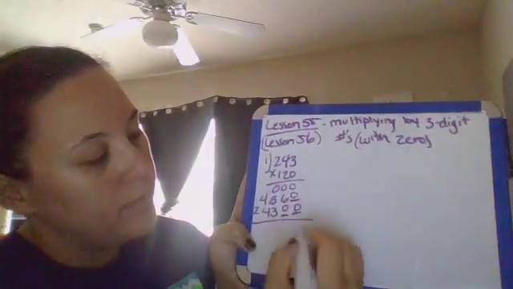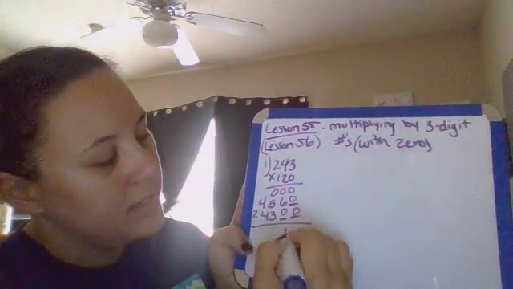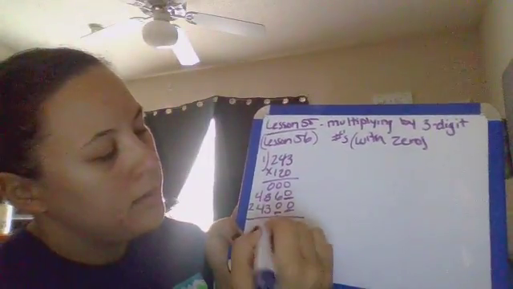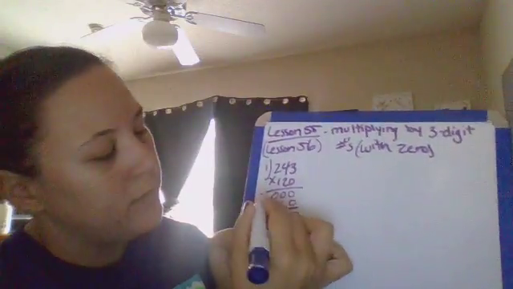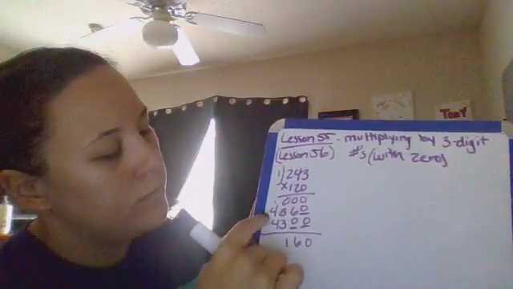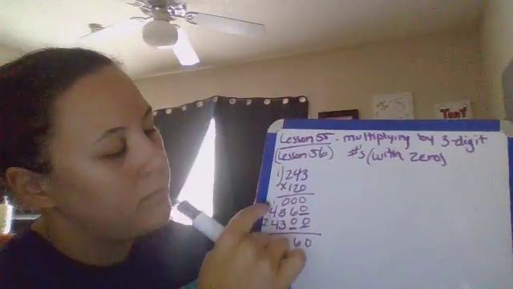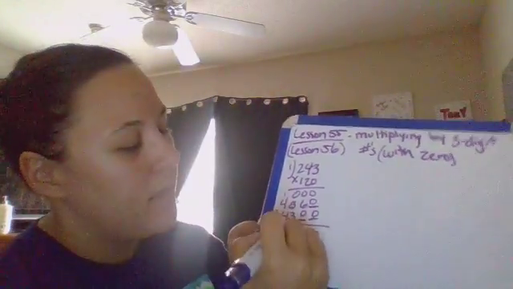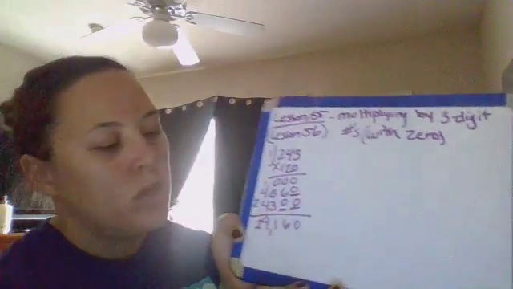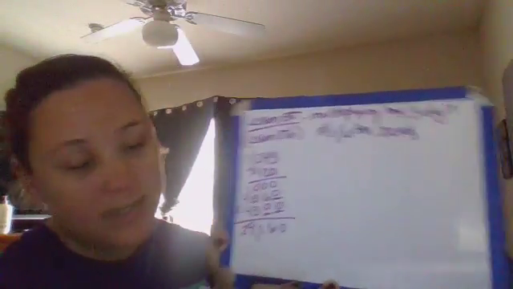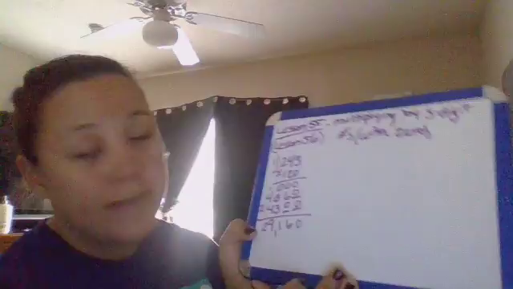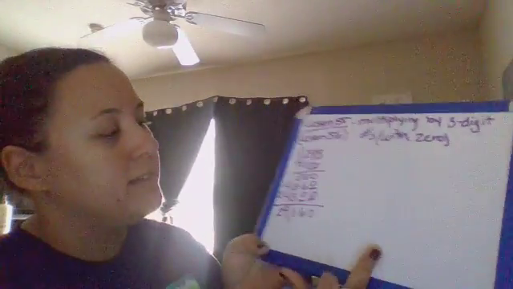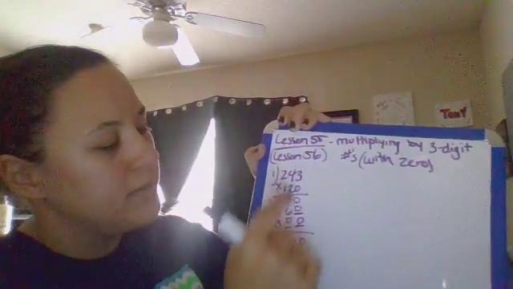So we add all those up. That's 0, 6, 8 plus 3 is 11. 4 plus 4 is 8 plus 1 is 9. And then bring down the 2. So we have 29,160.